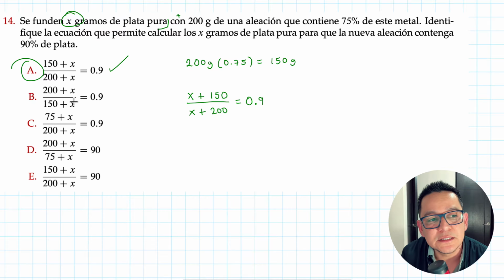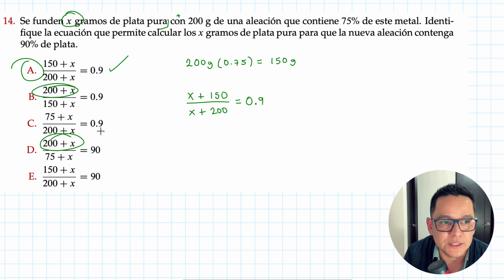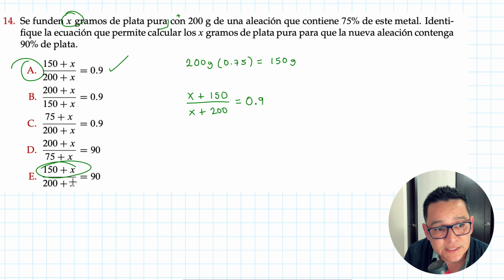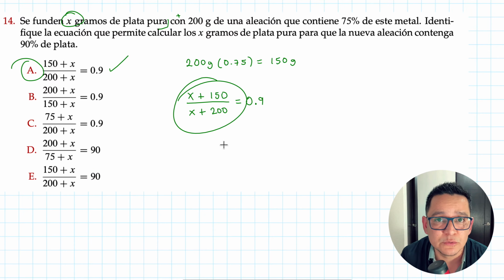Okay, look, this doesn't make sense. Because for example, 200 plus X, what would that represent? Well, that would be the total grams, not just the pure silver ones. So, 75 plus X doesn't make sense. Why? Because 75 is the percentage of pure silver in the alloy. So, this one shouldn't go here, and neither should this one since it's the same. This one could work, as could the one in the denominator. The problem is that here it's set equal to 90, but it doesn't have to be equal to 90, remember, because here we're actually calculating a decimal, right?